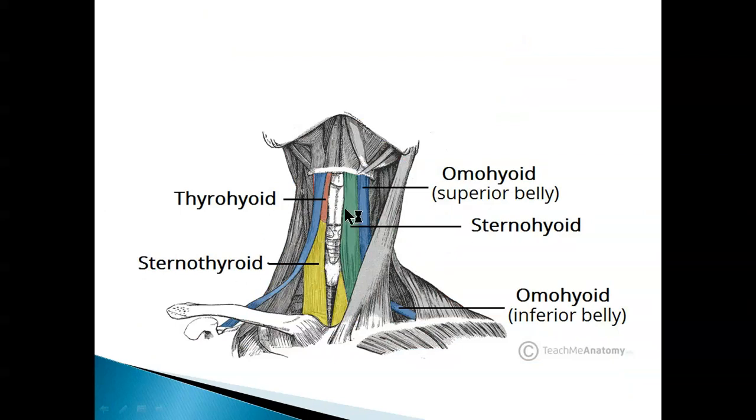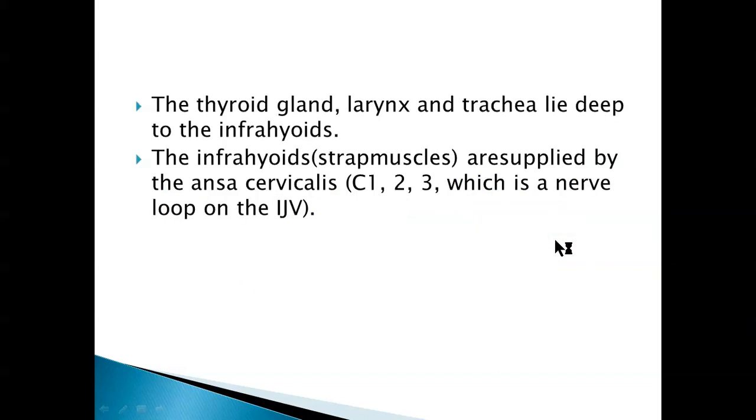Infrahyoid muscles, again, are part of your muscular triangle. So this is your muscular triangle, and it therefore includes these strap muscles, plus your trachea, esophagus, pharynx, larynx, all right, all part of your muscular triangle. The infrahyoid muscles are supplied by the ansa cervicalis, as I already mentioned, C1, C2, 3, which is a nerve loop on the internal jugular vein. All right.